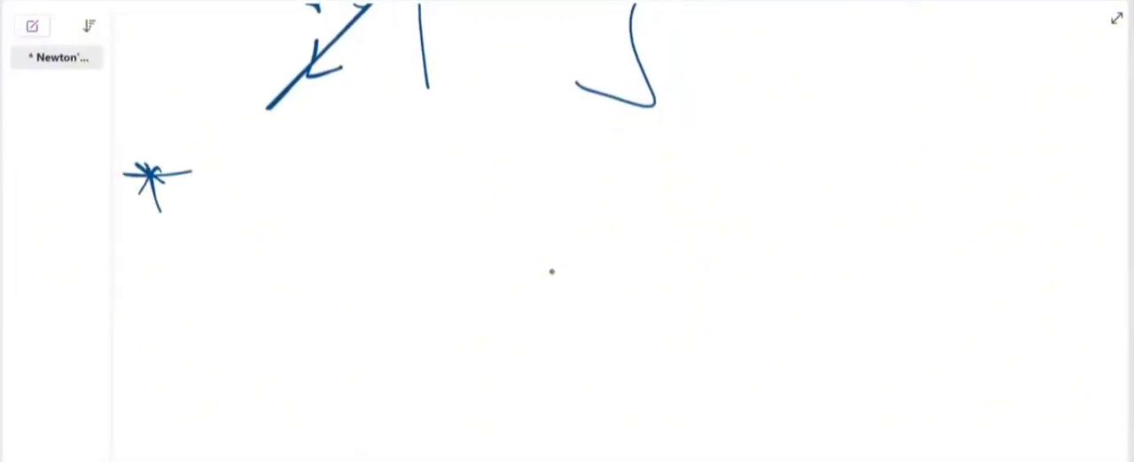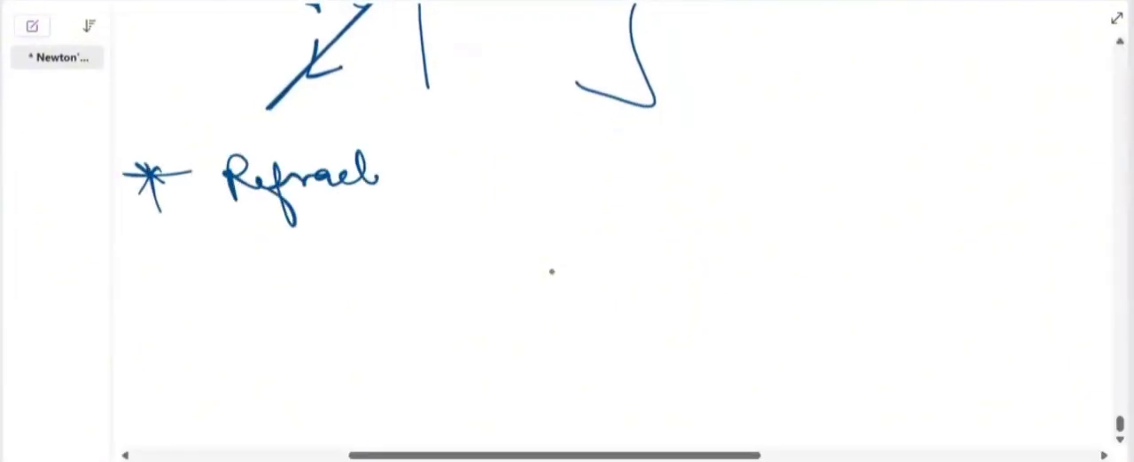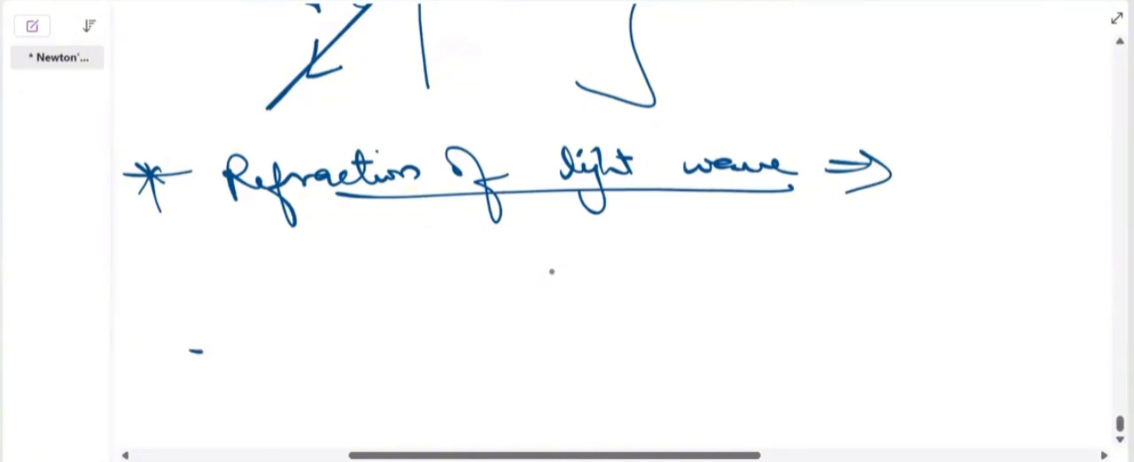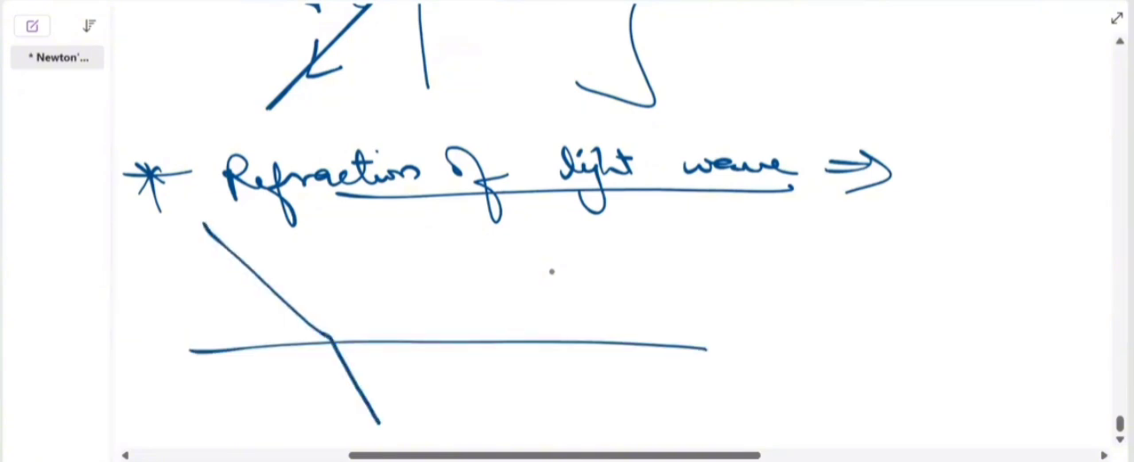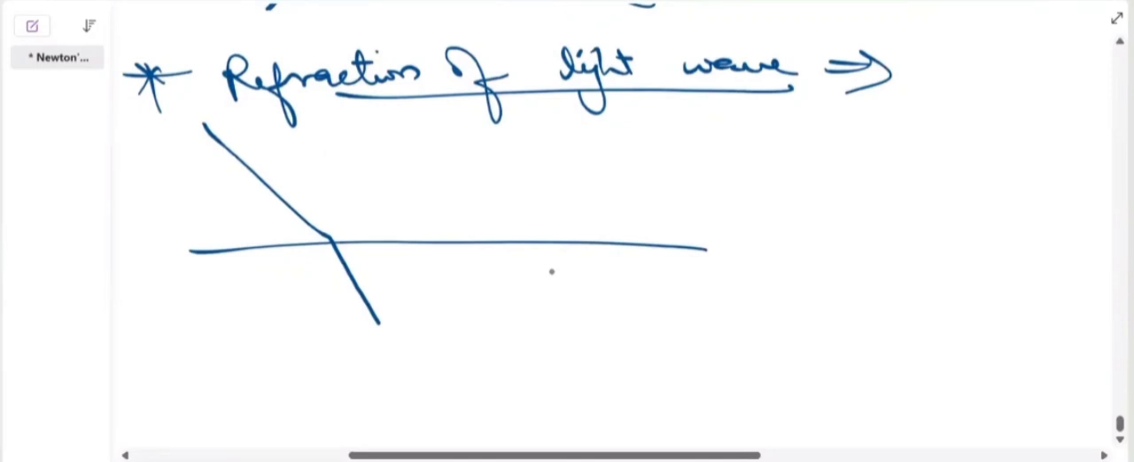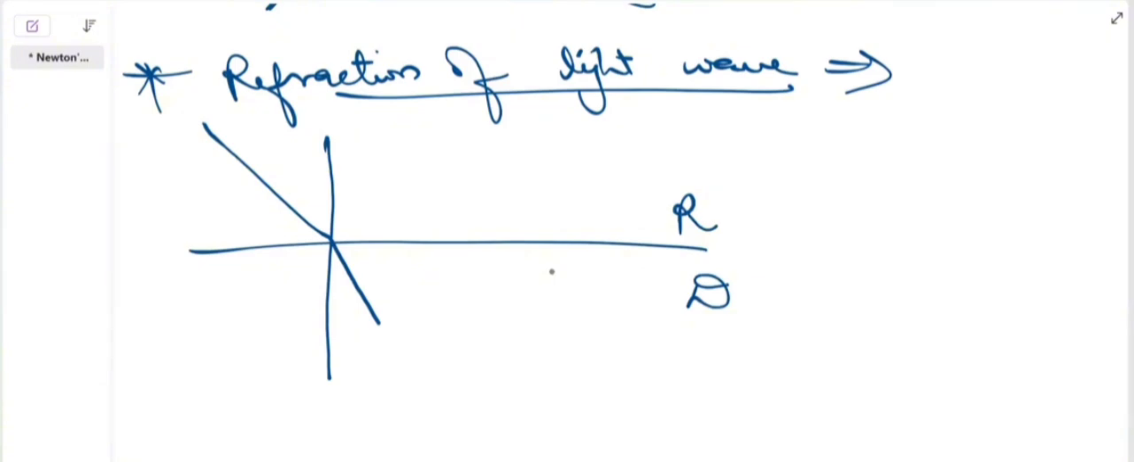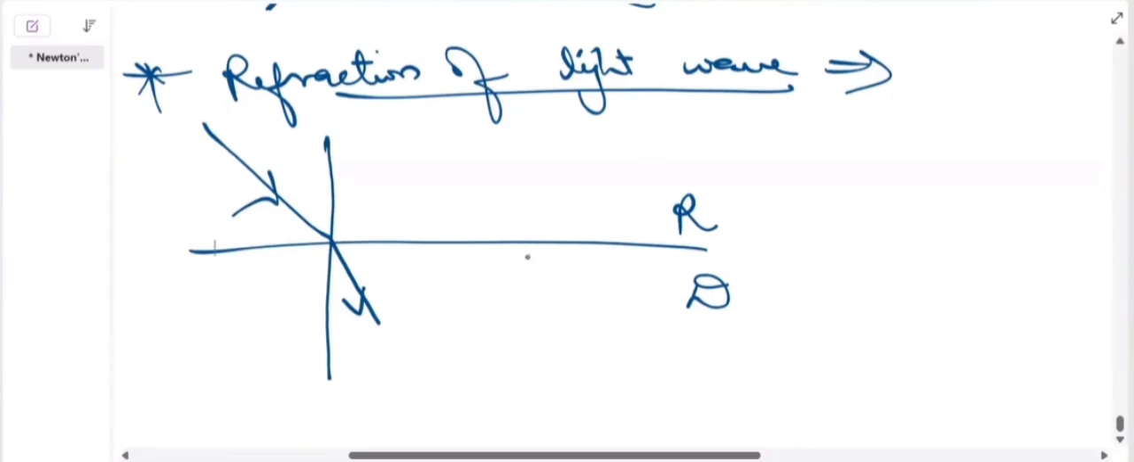Let's talk about the refraction of light wave. In this, when a light ray passes from one medium to another medium, the very first condition is the medium needs to be transparent or translucent. And when it travels from rarer to denser, it will move towards the normal because of the density of the particles in the medium.